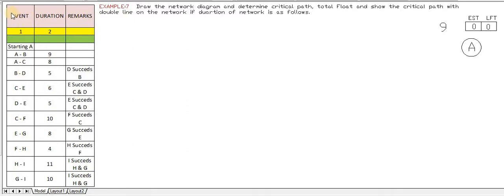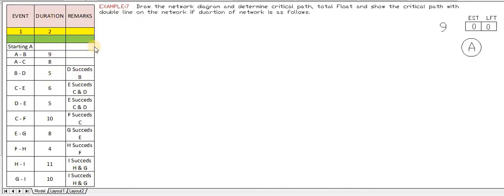Here the node, the circular part, is represented as an event, whereas the arrow part is nothing but the activity. The events are represented by alphabets, that is A, B, C, D. In previous lectures they were given in numbers, but here in alphabets, just to confuse. Therefore the events are given in alphabets, A to B, and the durations are given in days: 9, 8, 5, 6.